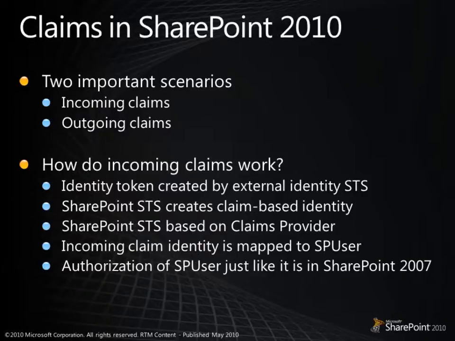There are two important scenarios for claims: the incoming and outgoing claims. Incoming claims are used to identify the user and resolve the permissions within SharePoint. The outgoing claims are important when we are accessing external information from SharePoint. This is when the user claims can also be used to determine the permissions within the external systems.